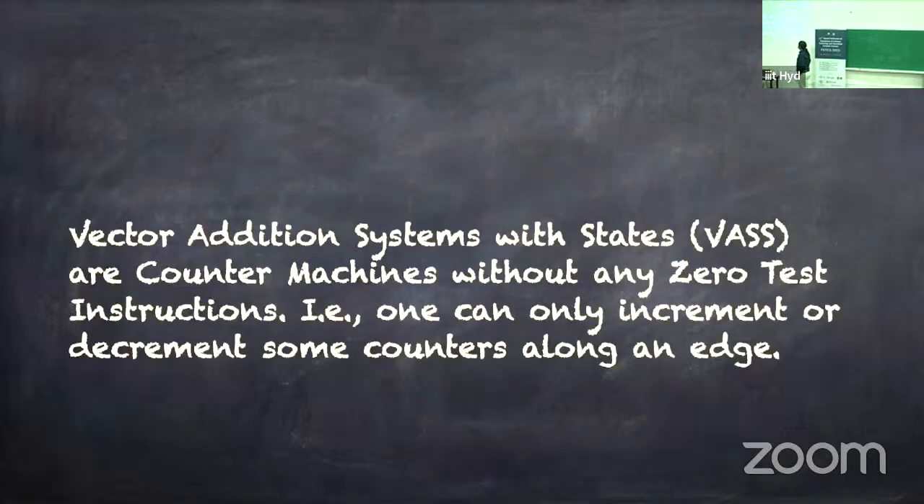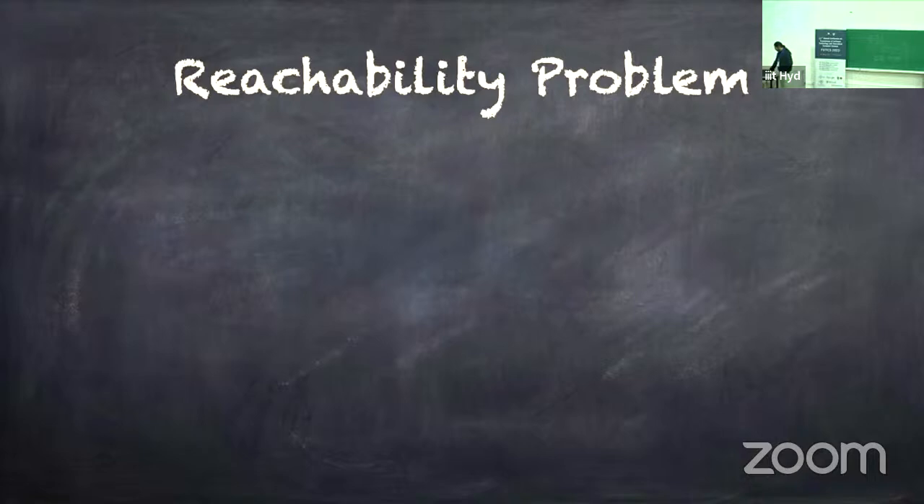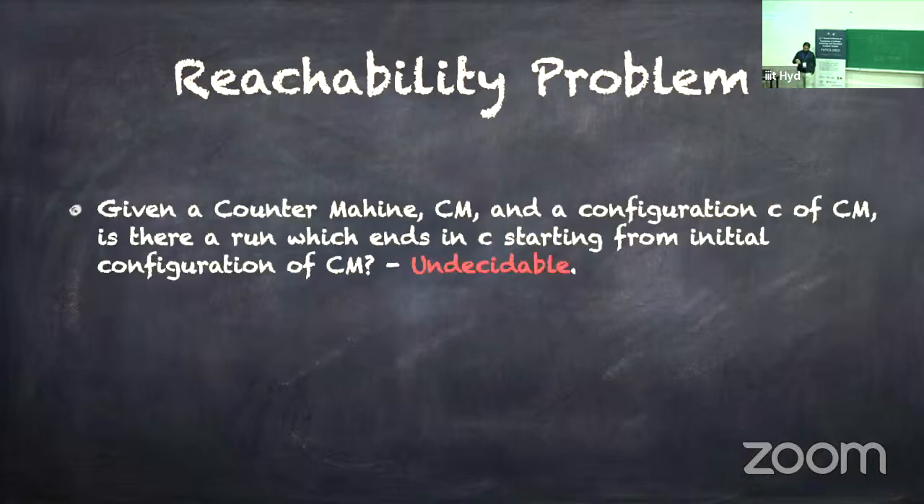So a vector addition system with states is nothing but a counter machine where you are restricted to not use the zero tests. So you can either increment or decrement a counter on an edge. So the reachability problem basically asks, given a counter machine CM and a configuration C of the CM, can you reach this configuration C from the initial configuration?